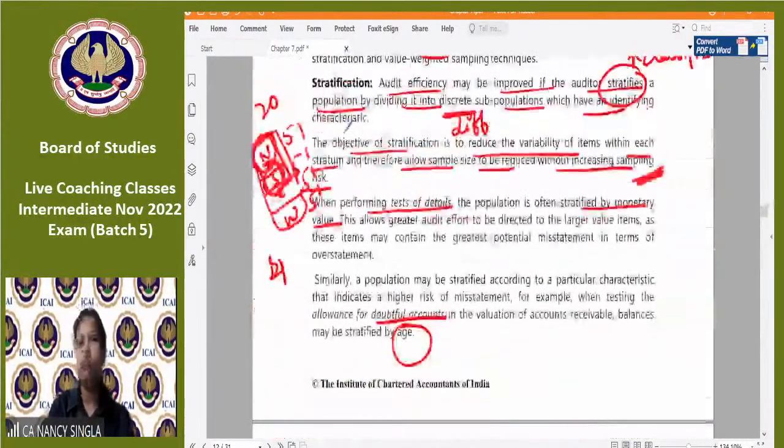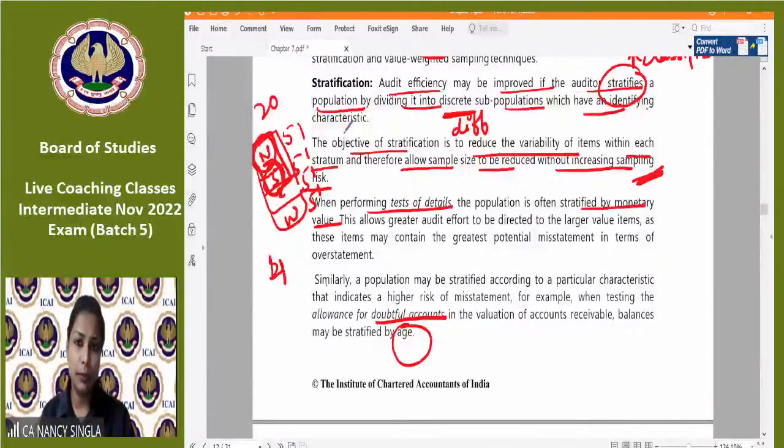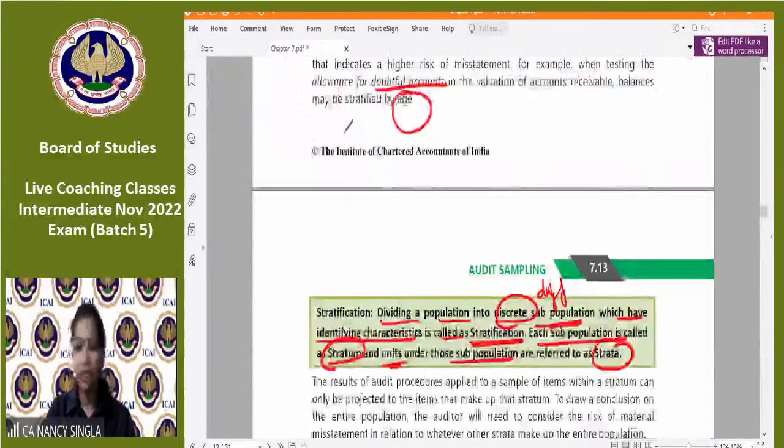It may be done on any basis. For example, if the auditor is stratifying the trade receivables, he may divide them into north, south, east, west, or by age or by amount. Okay? So this is stratification.